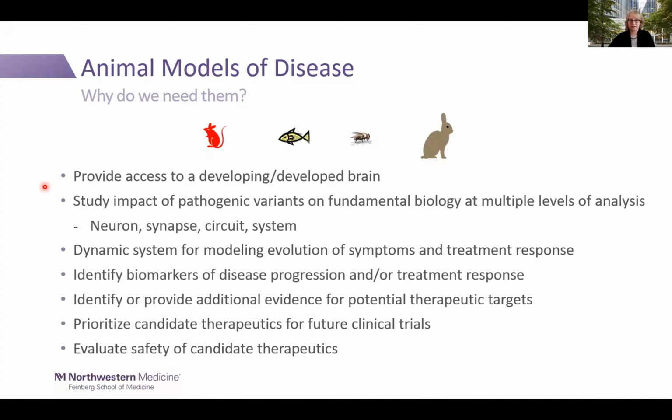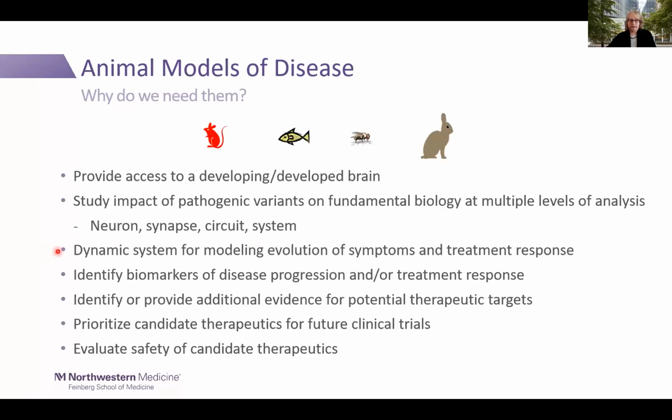Most importantly, it provides us access to a developing or a fully developed brain. So we get the whole tissue. And that allows us to study the impact of these pathogenic variants on biology at multiple levels of analysis. So we can look at individual neurons, like Dr. George was talking about, the iPSC-derived neurons, but we can also go further and look at synapses, circuits, networks, and the entire system. So both the brain and the body working together.